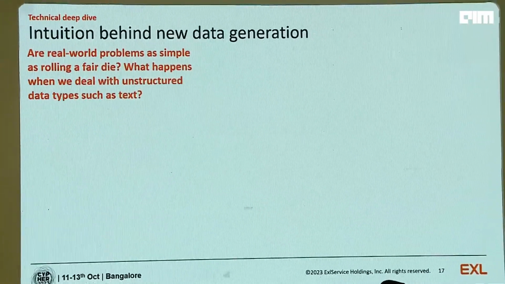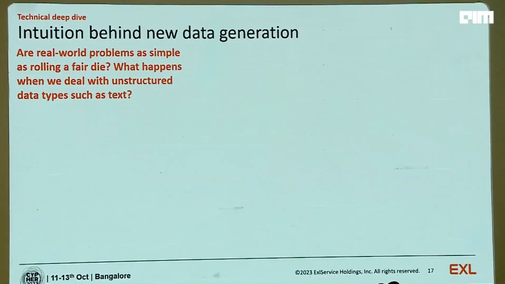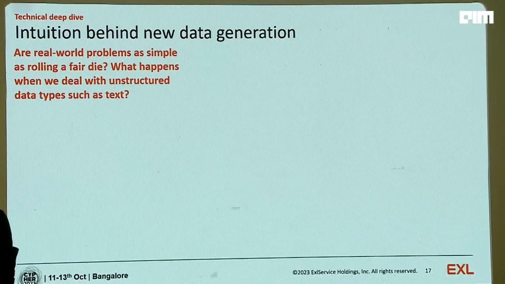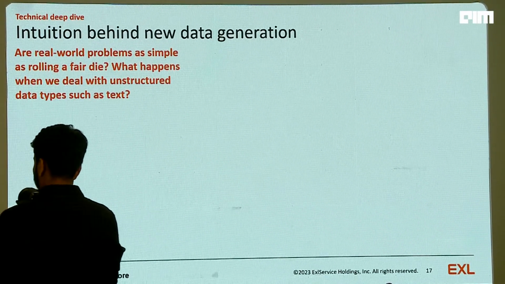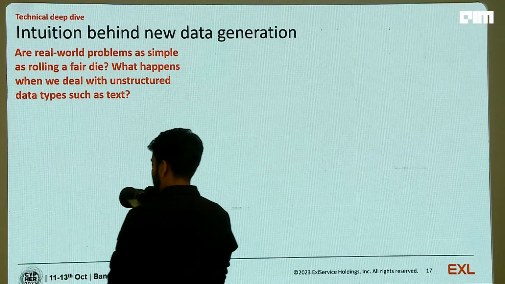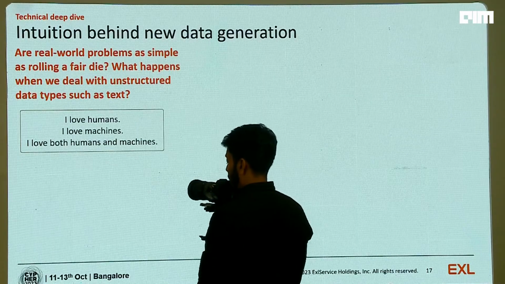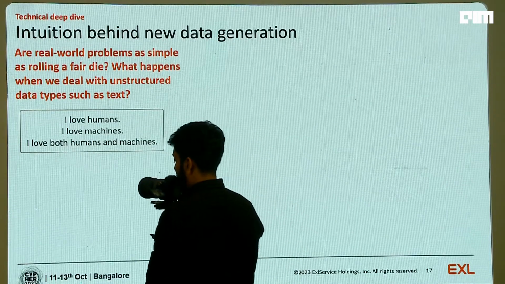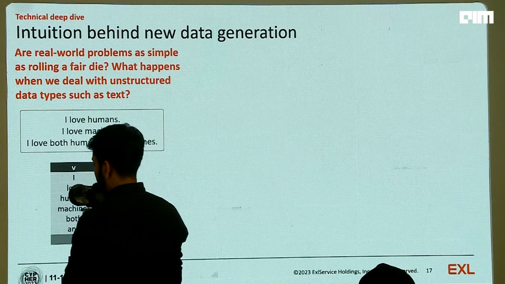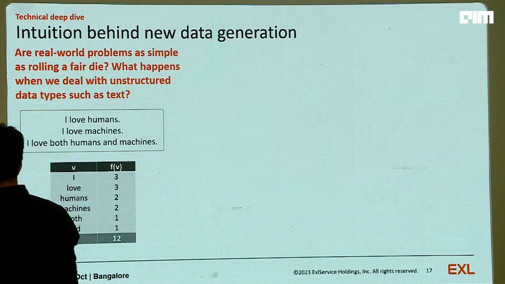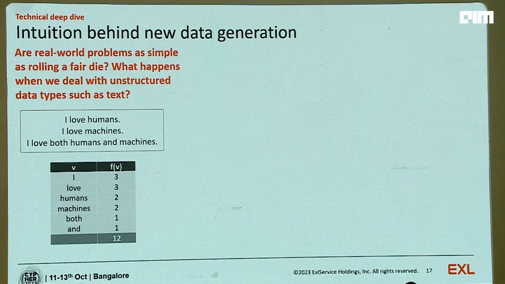However, life is not that simple that we just roll a fair die and deal with numbers; we deal with text as well. So let's take an example of text. Let's read these 3 sentences. I love humans, I love machines, I love both humans and machines. These are 3 sentences, and coincidentally, they also translate into that finite vector of v1 to vk, where I have k values, 6 values.